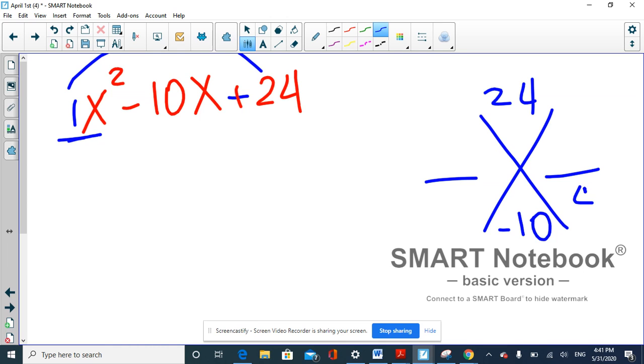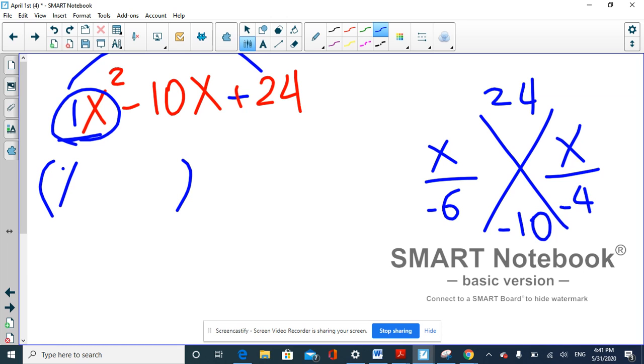Yes, 4 times 6, 24. 4 plus 6 is positive 10. I need it negative. Okay, now it's correct. Negative times negative gives you positive 24, and negative 4 plus negative 6 is negative 10. The variable is x, and the answer now is x minus 6 multiplied by x minus 4. This is the final answer.